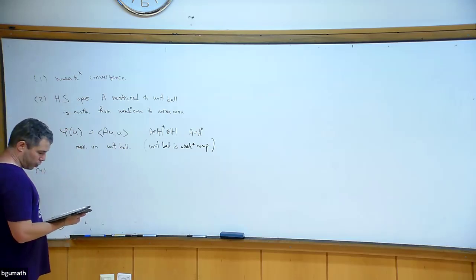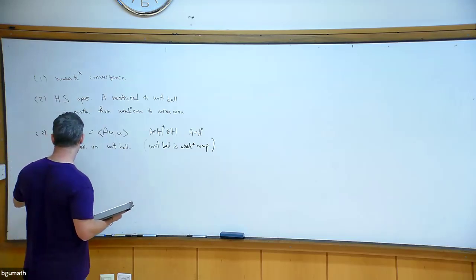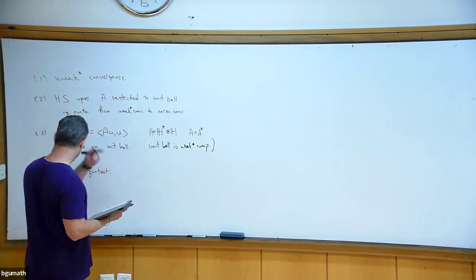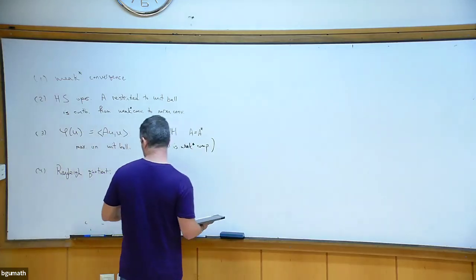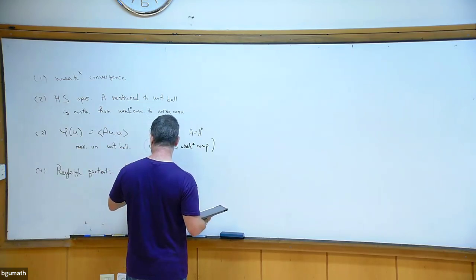Now, what we did is we took this function and we defined what's called the Rayleigh quotient. This is an important concept that comes up many times in physics. Rayleigh was a physicist. So the Rayleigh quotient is defined to be phi of u divided by the norm of u squared.